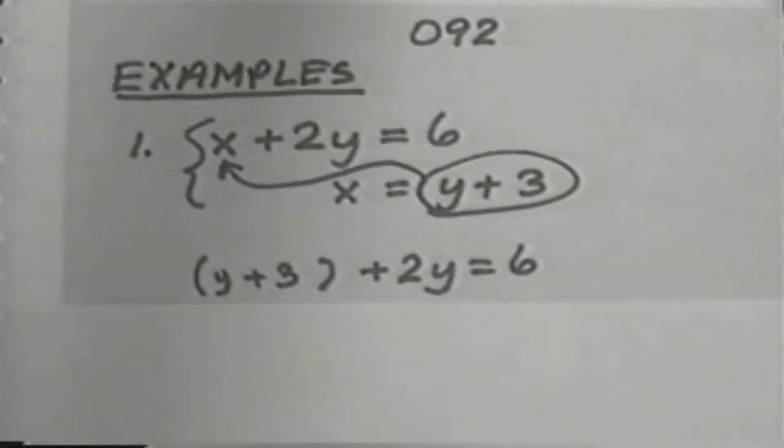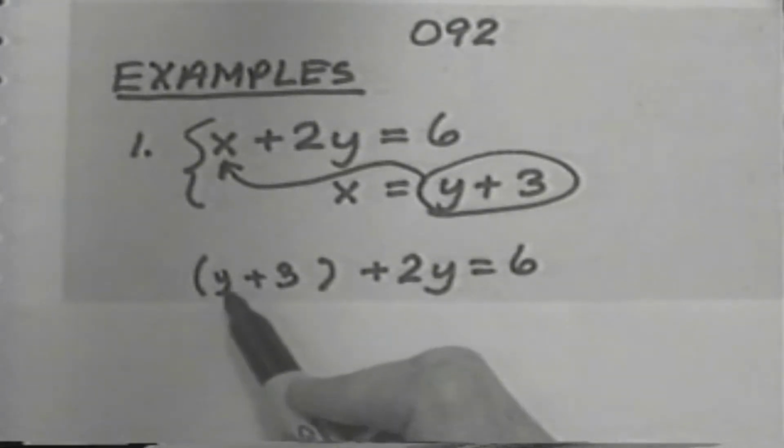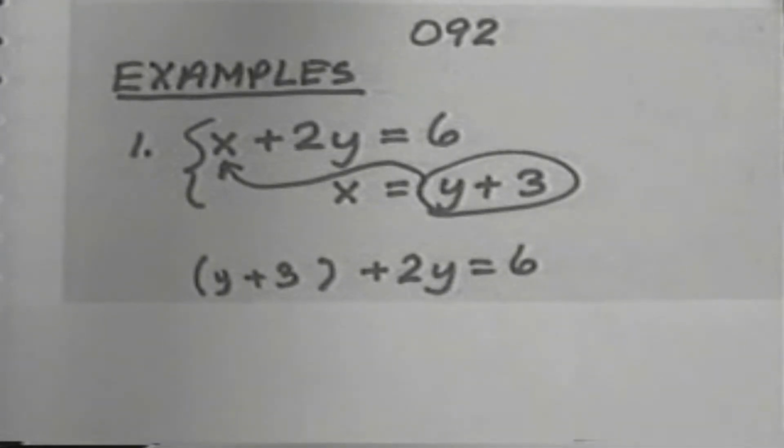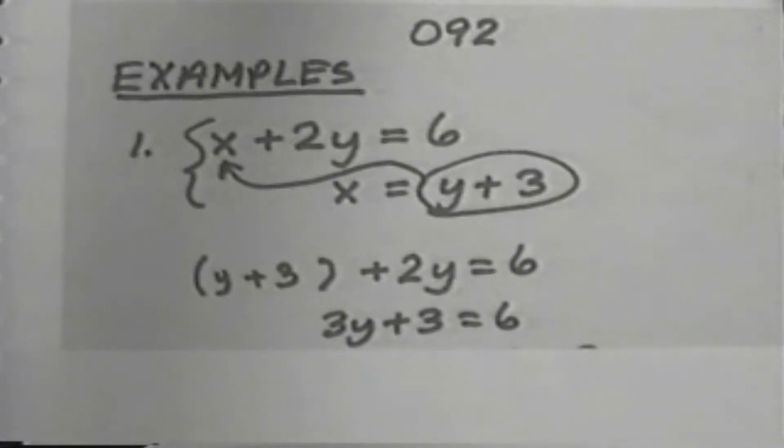All we have to do is solve that equation. Notice that we have only the single variable y. It occurs twice, but it's only the single variable y. And so we combine terms and get 3y plus 3 is equal to 6.